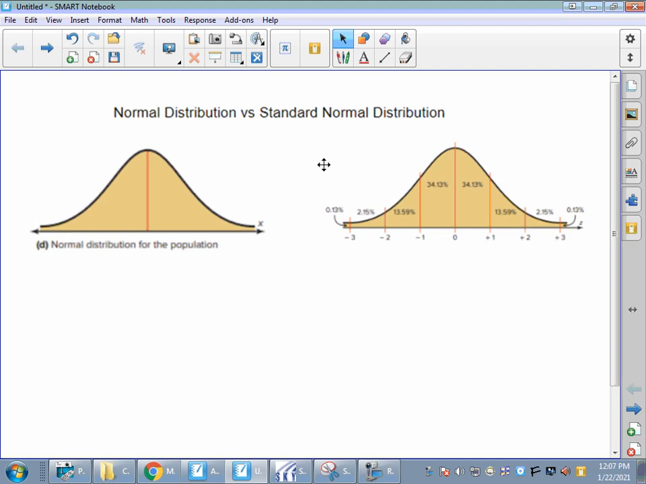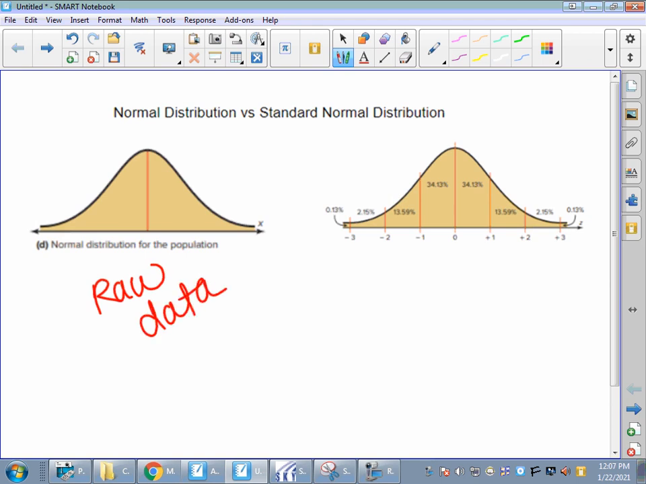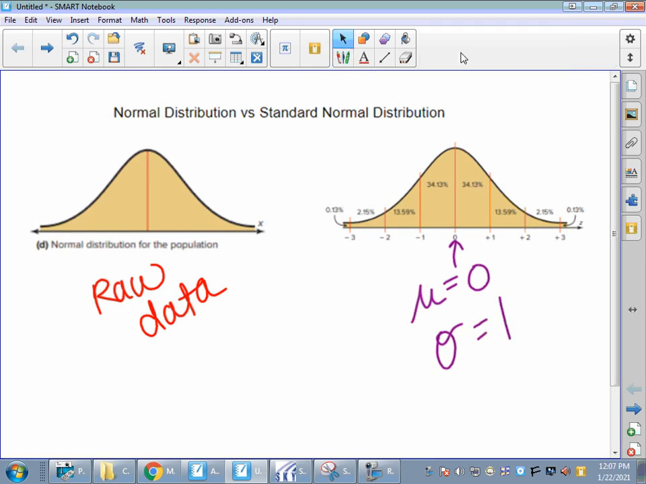A normal distribution, notice they look the same, but remember normal distribution is just whatever data you're looking at, raw data, right? The standard normal distribution, remember, always has a mu value of 0 right in the middle, and our standard deviation is always equal to 1. So it kind of puts everything in the same context. We're not dealing with one class has a grade of whatever and another has a different average.